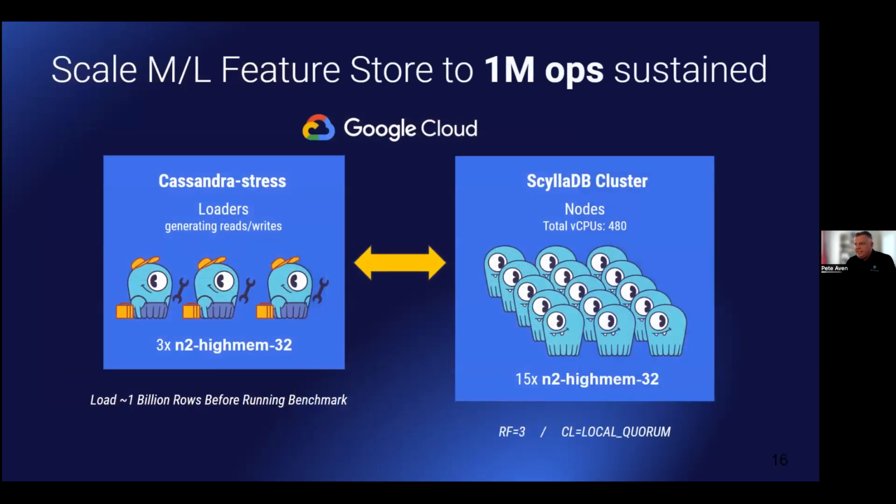So we're going to continue the testing, right? For the next test, it's 1 million ops per second sustained. And for that, we're still going to use three Cassandra stress loaders, but we're just going to crank up their reads and writes to 1 million ops per second. Again, we've loaded 1 billion rows before running the benchmark. But now we're going to use 15 of the N2 high-mem 32 machines, again with RF equals 3 and CL equals local quorum. Total vCPUs equals 480, right?